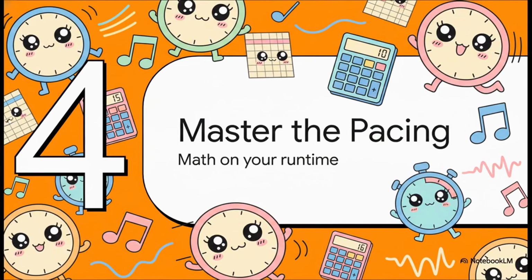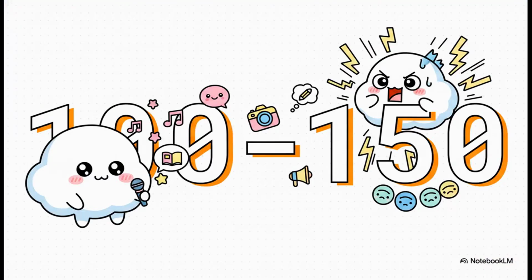All right, Section 4, Step 2, master the pacing, getting the math right on your runtime. Now, this is where we transition into a slightly more technical but super helpful aspect of scripting. You have to comfortably control the flow of your narrative, and that means understanding the physical limits of human speech. The crucial point here is this golden metric, 100 to 150.